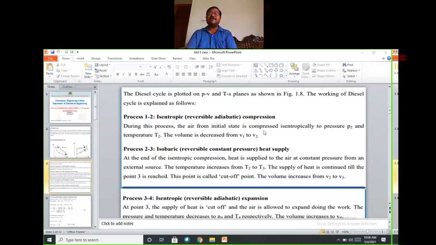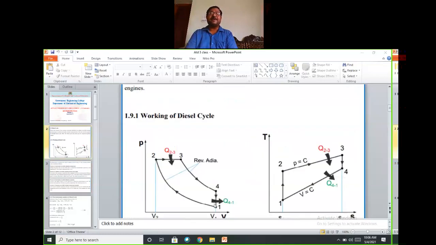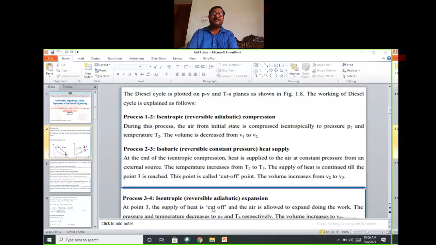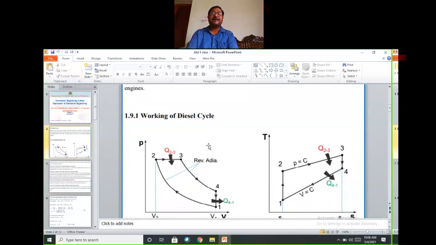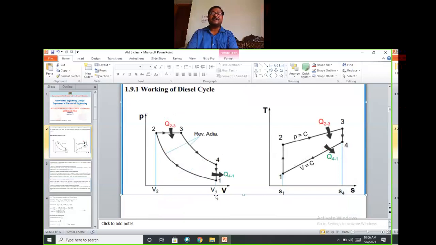During the process, air from the initial state is compressed isentropically to pressure P2 and temperature T2, and volume decreases from V1 to V2. P1 is compressed to P2. The pressure P1 is here and P2 is here. The pressure increases. Volume V1, you see here, V1 and V2. The initial volume is V1 and then V2. One more thing discussed here is temperature.